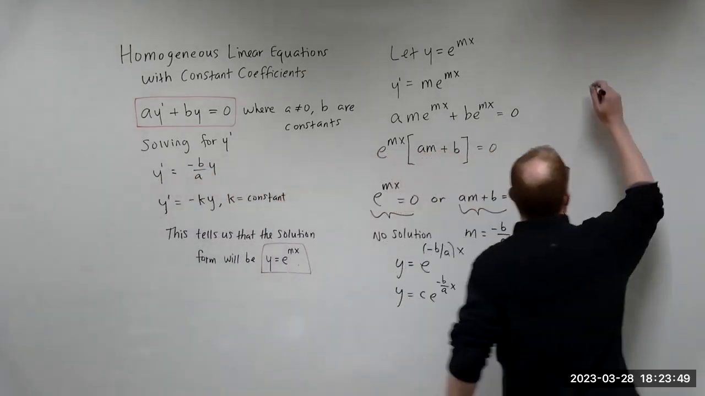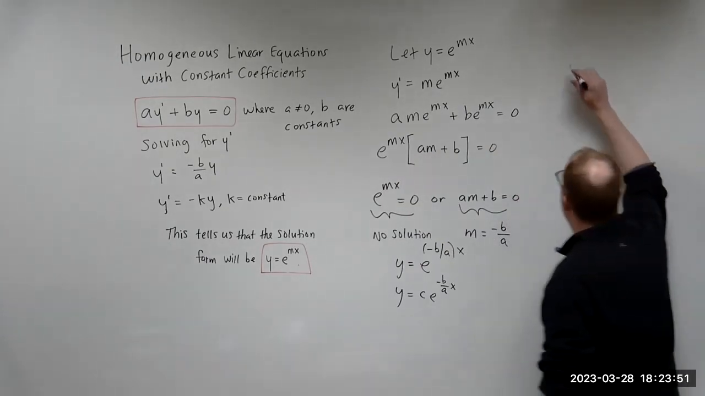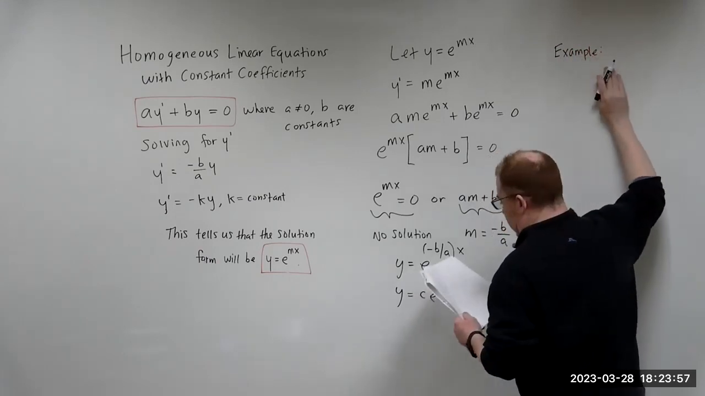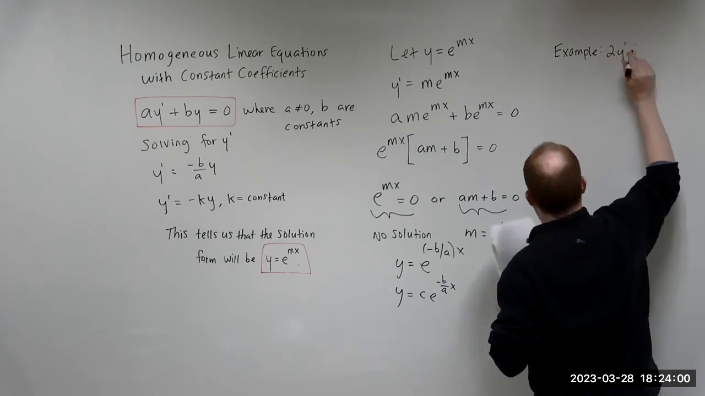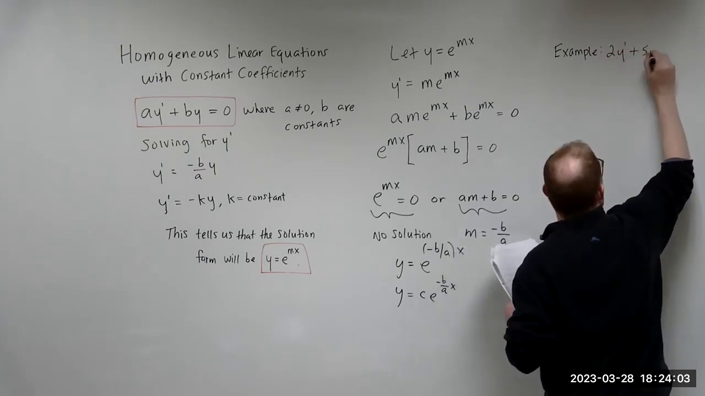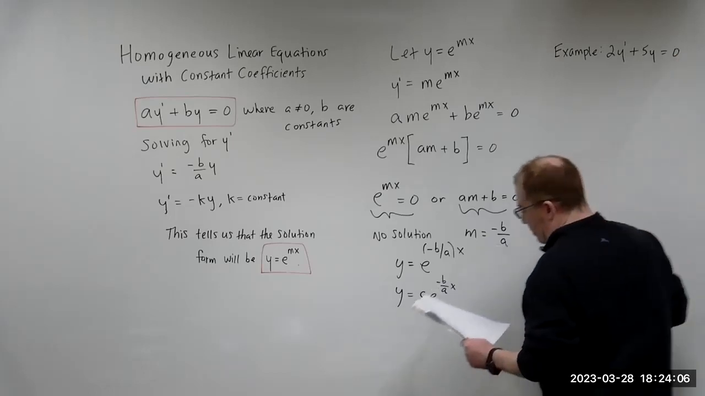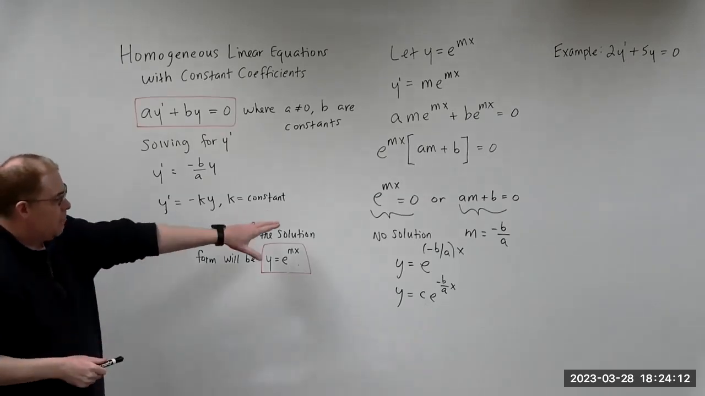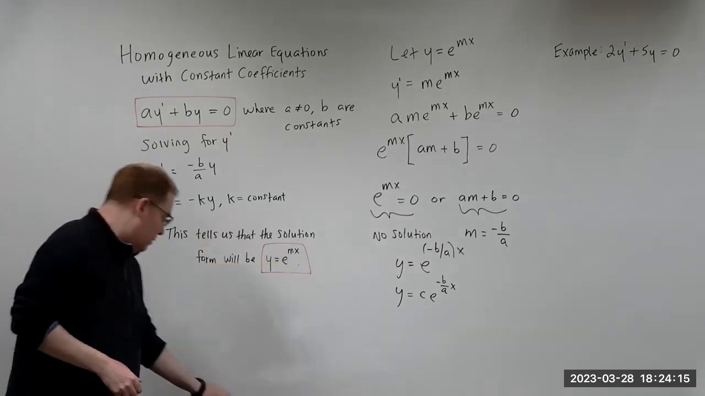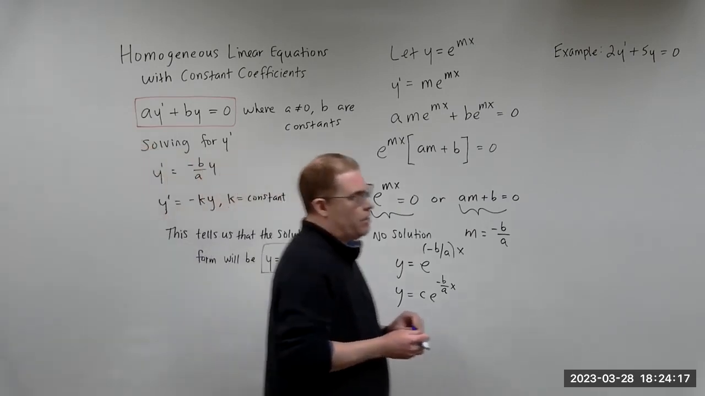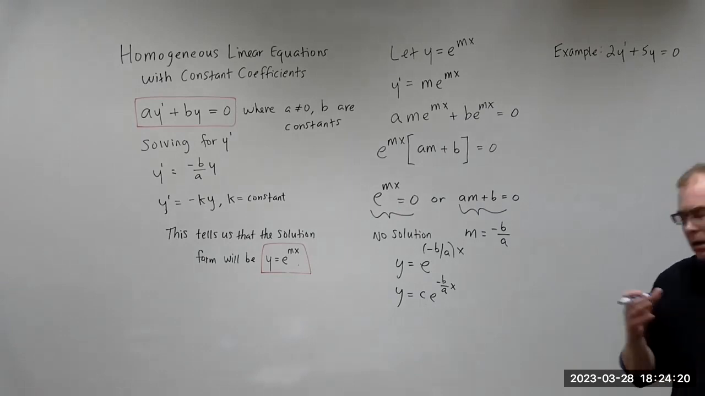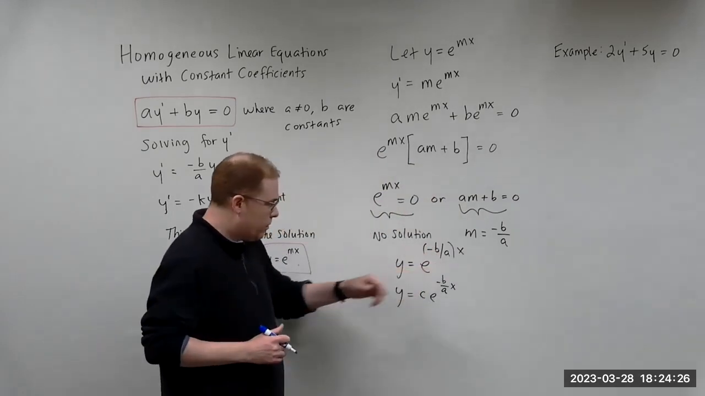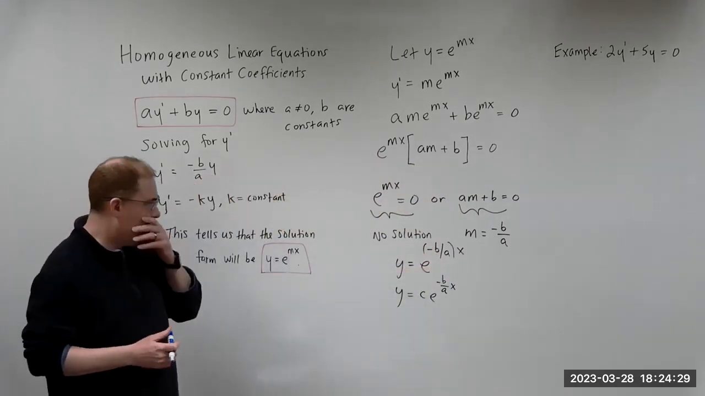So in this example, let's say we're solving 2 times y prime plus 5 times y equals 0. So let's apply this idea. What we need to do is figure out what the specific m value is that we're using here. In other words, what is m going to be?